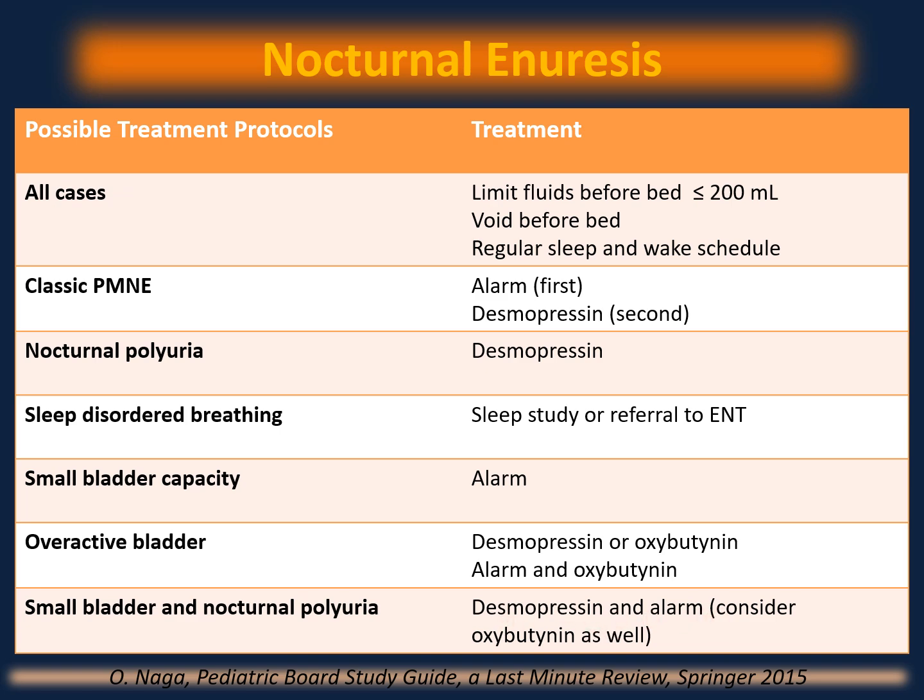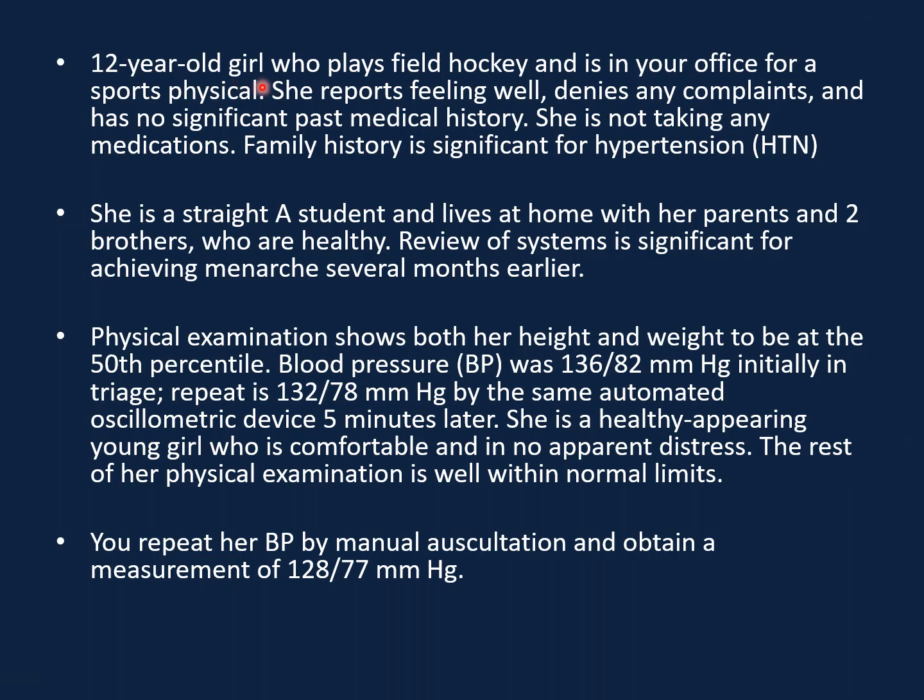Consider oxybutynin as well. This is a 12-year-old girl who plays field hockey and is in your office for a sports physical. She reports feeling well, denies any complaints, and has no significant past medical history. She is not taking any medications. Family history is significant for hypertension. She is a straight-A student, lives at home with her parents and 2 brothers who are healthy. Review of systems is significant for achieving menarche several months earlier.